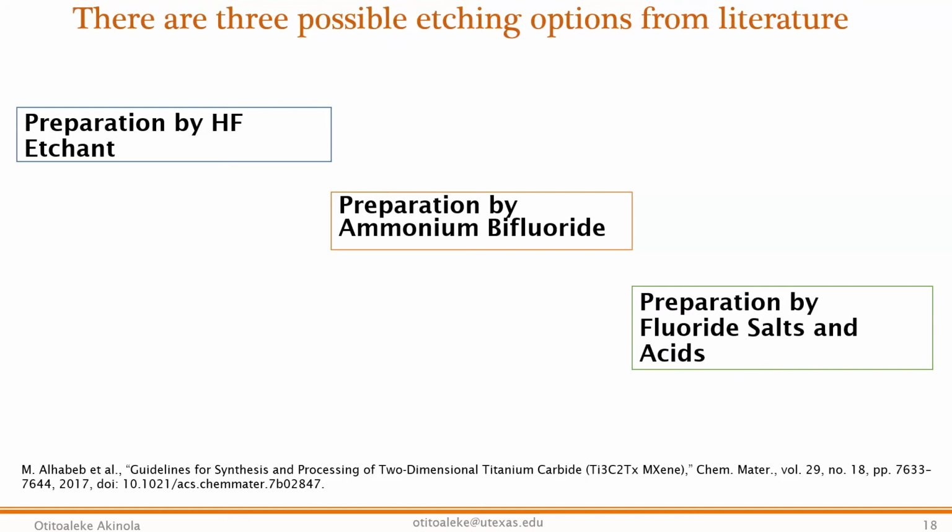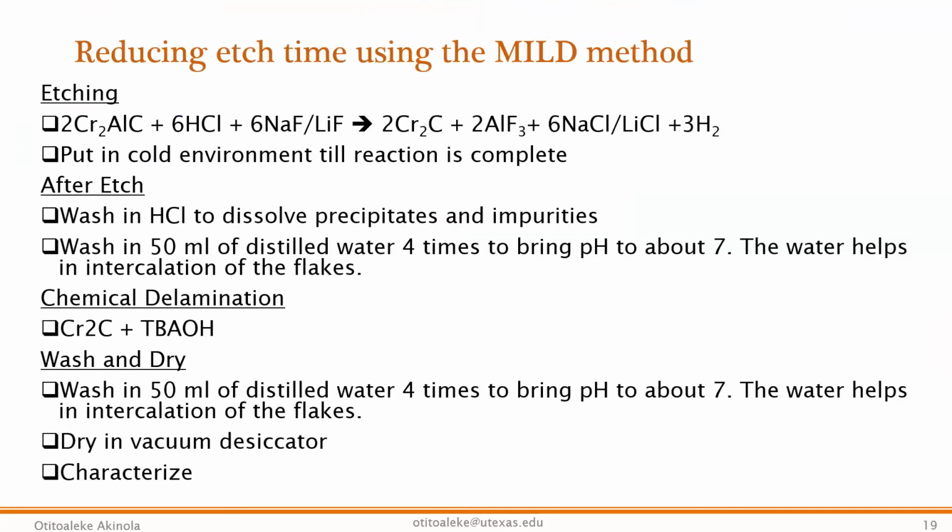And the third option here is to use fluoride salts and acid, and this fluoride salt and acid method has been shown to actually help with cleaner, pristine sheets derivation with less impurity. The other thing is that we have better lateral dimensions of the sheets that come from it.